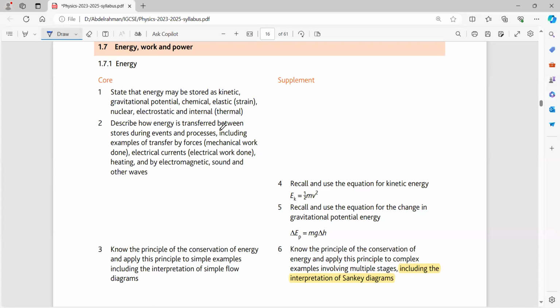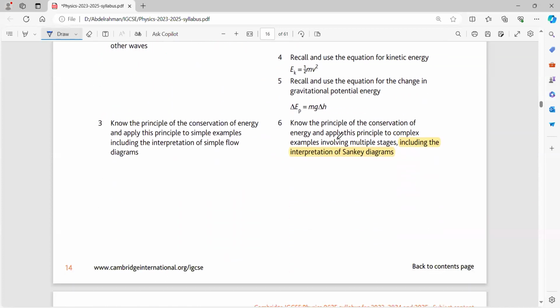State that the energy may be stored. We have several types of energies: gravitational, kinetic, chemical, elastic, nuclear, electrostatic, which is the electric energy, and internal energy, which is thermal. Describe how energy is transferred between stores. How can we transfer energy from gravitational potential energy to kinetic, or to heat, or to all the other different types of energies, like sound? We have several types of energies.